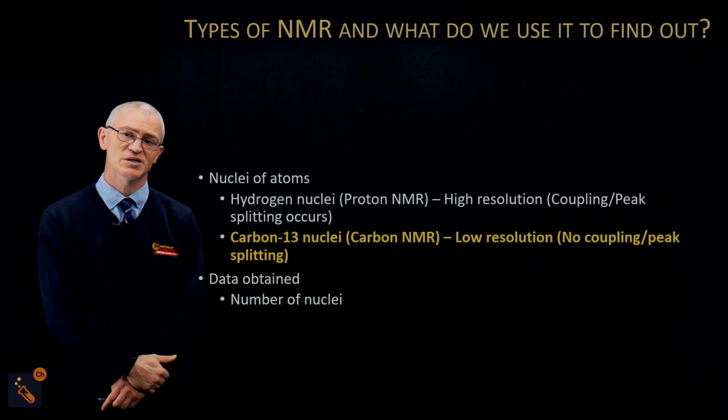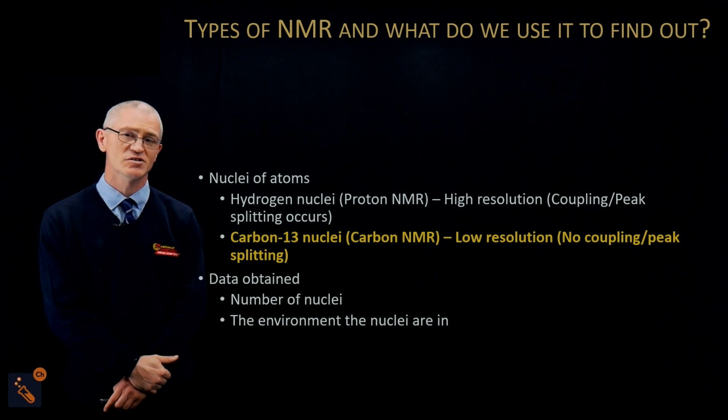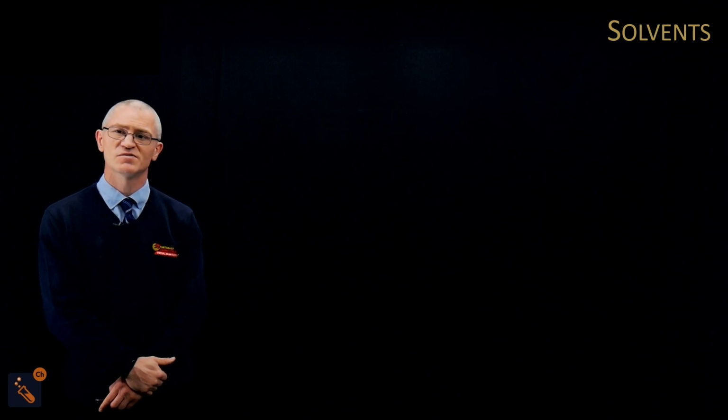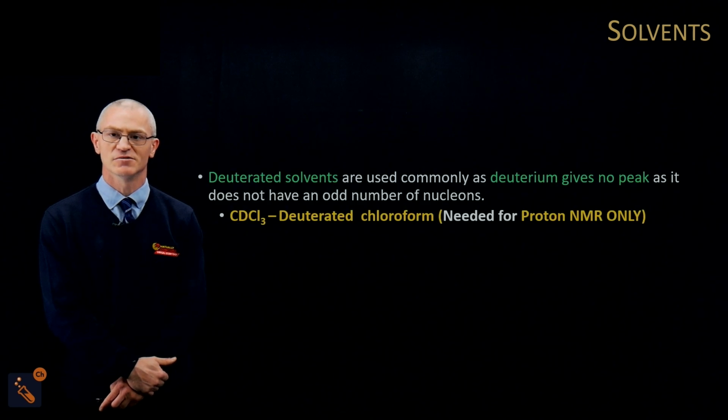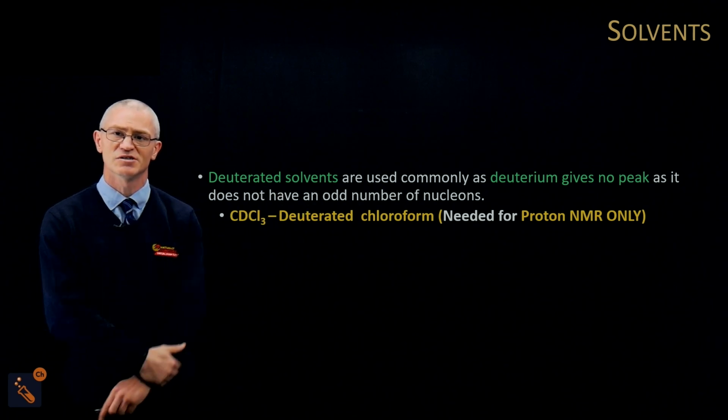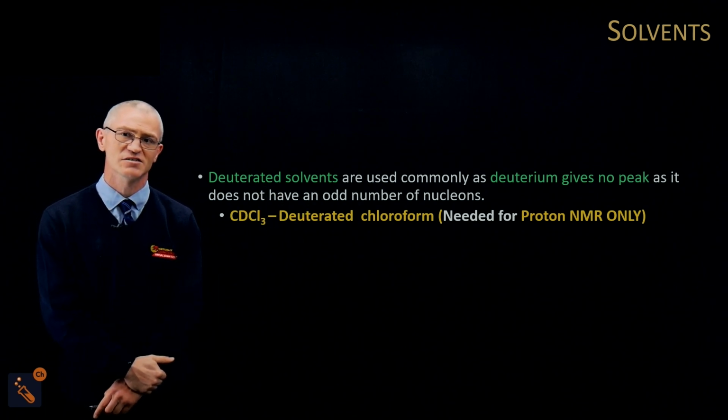So the data obtained is the number of nuclei and the environment the nuclei are in. So we'll go through in exam style questions how you are to present that. The next stage though is really important. You're going to have to know what solvents are used, and this is an exam question. So deuterated solvents are used as deuterium gives no peak. So you can see the green areas is exactly how you're meant to answer the question. You have to say that deuterium gives no peak.